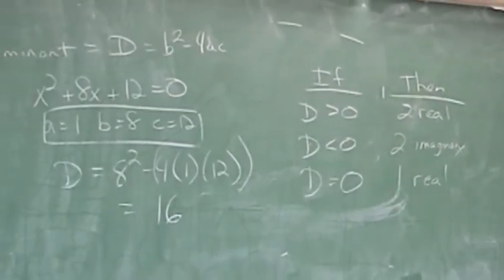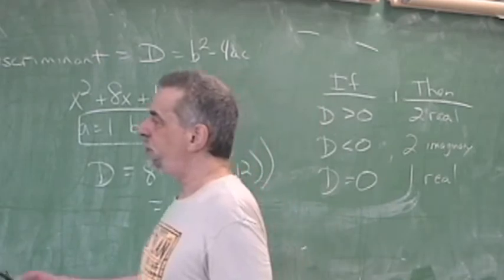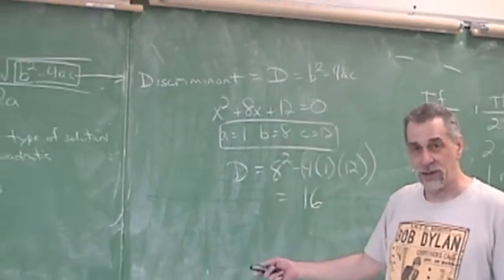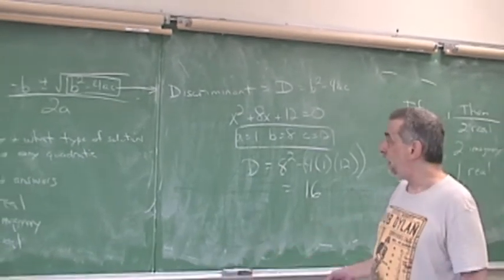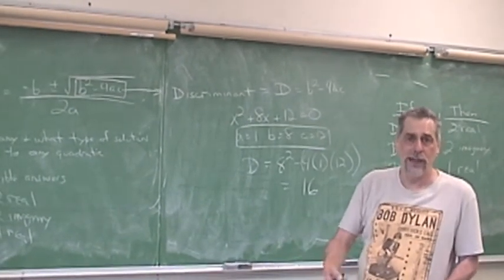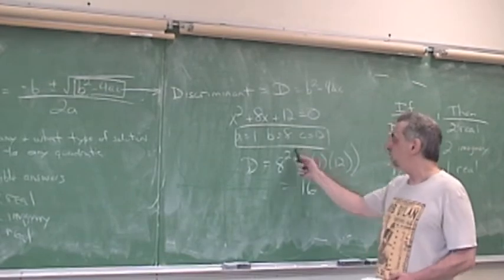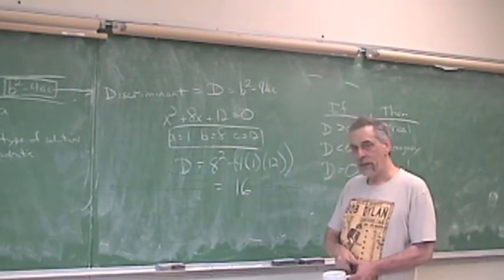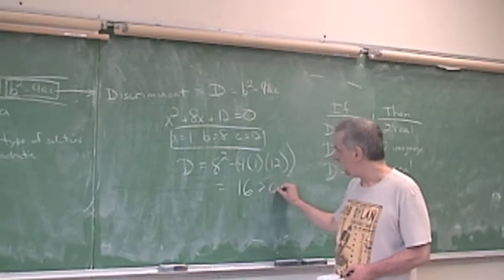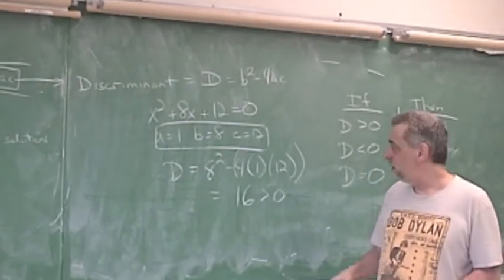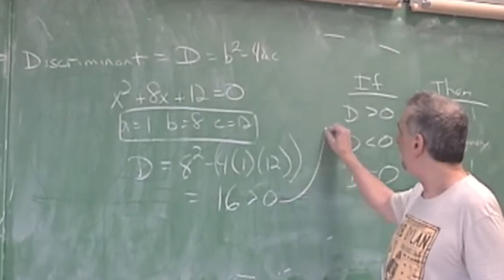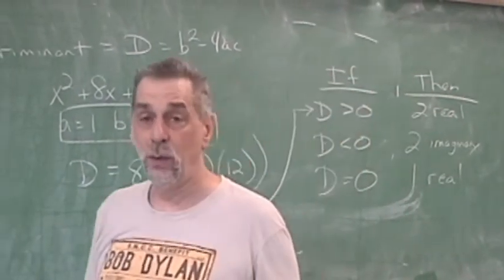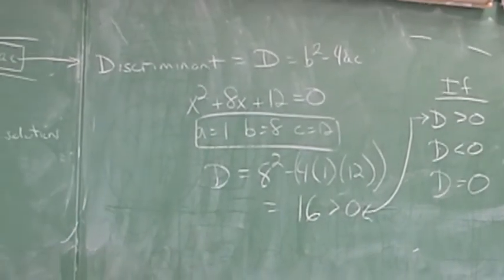So when you're asked how many and what type of solutions, you can go through and find the solutions like we did in the previous example, and that will tell you if you had two real, two imaginary, or one real. But this is a little quicker, less work, less computation. All you got to do is look at the discriminant. All you care about is, is it positive, is it negative, or is it 0? So in this case, it's greater than 0. So we're looking at the two real solutions, which agrees with what we did a couple minutes ago.